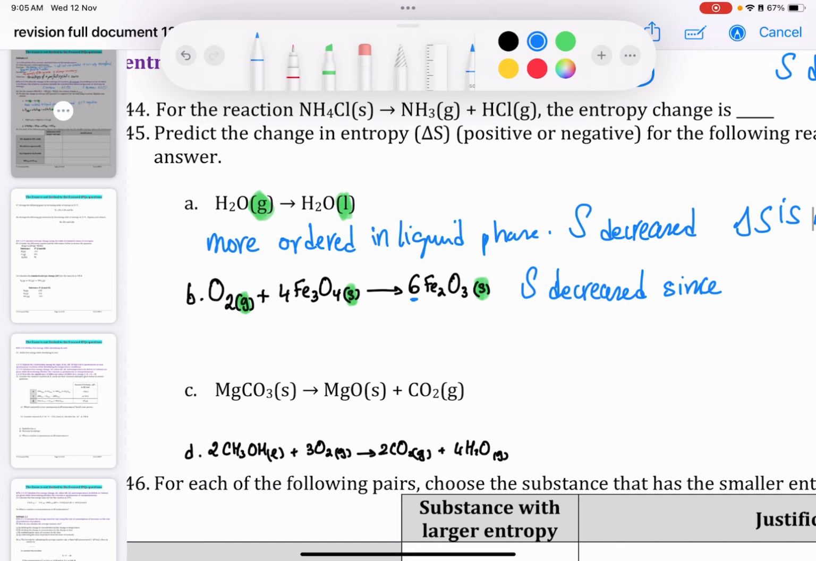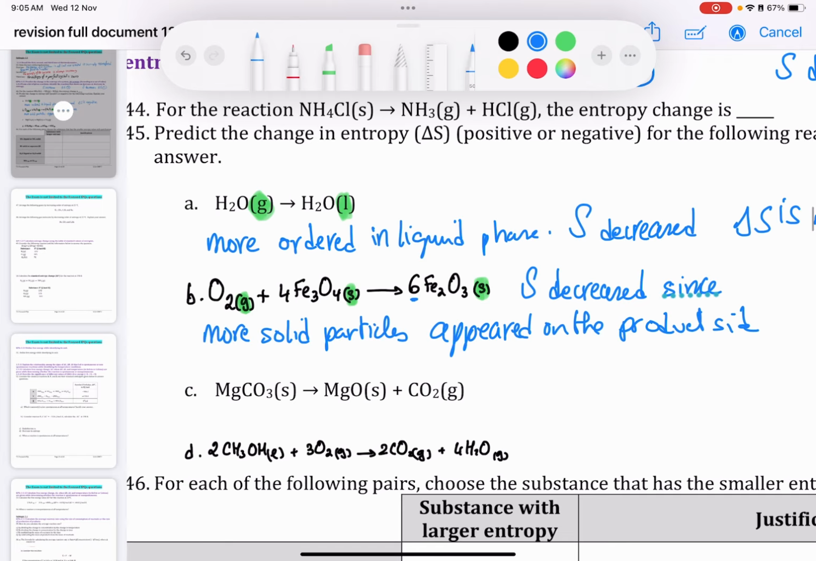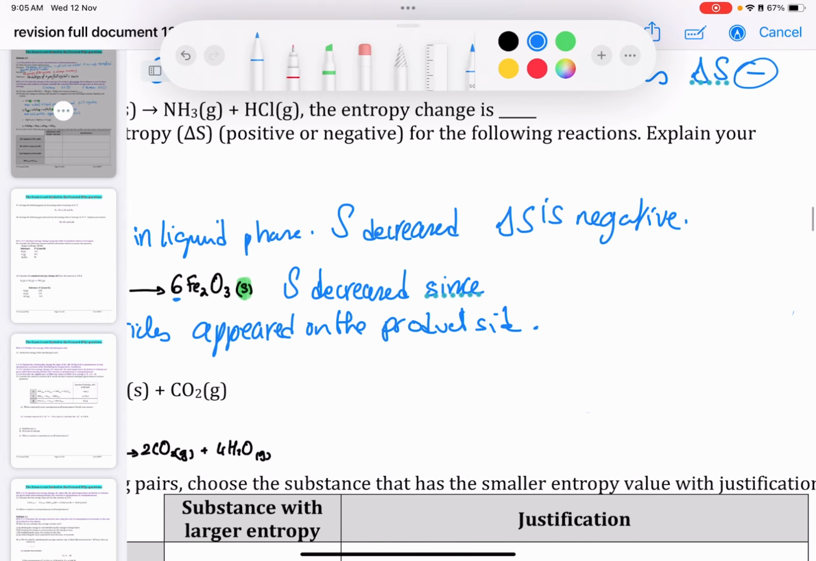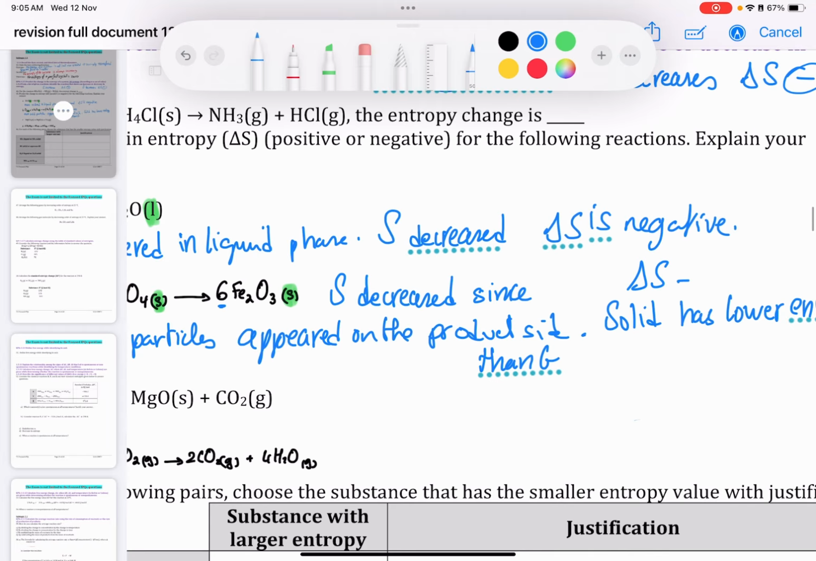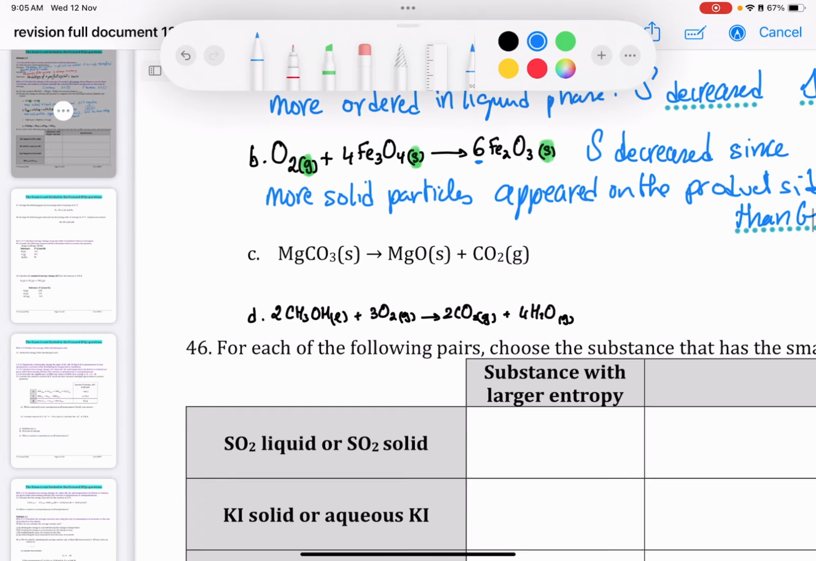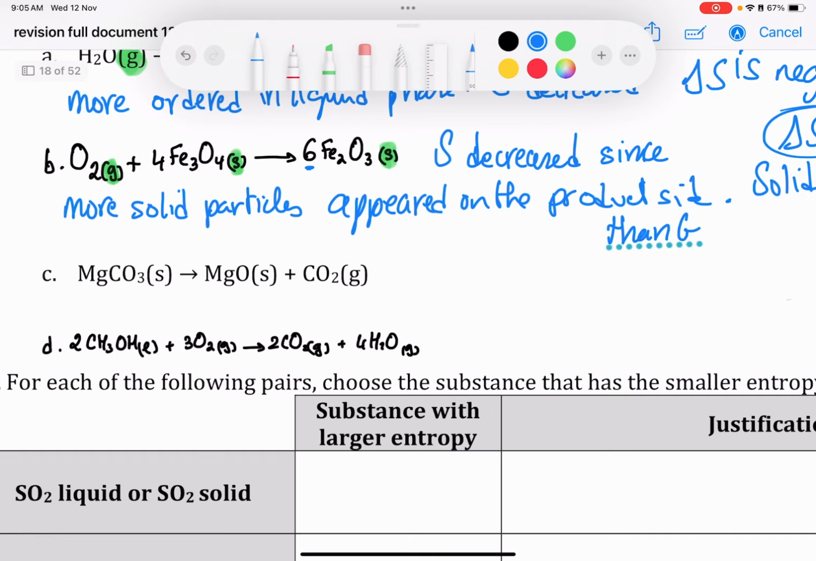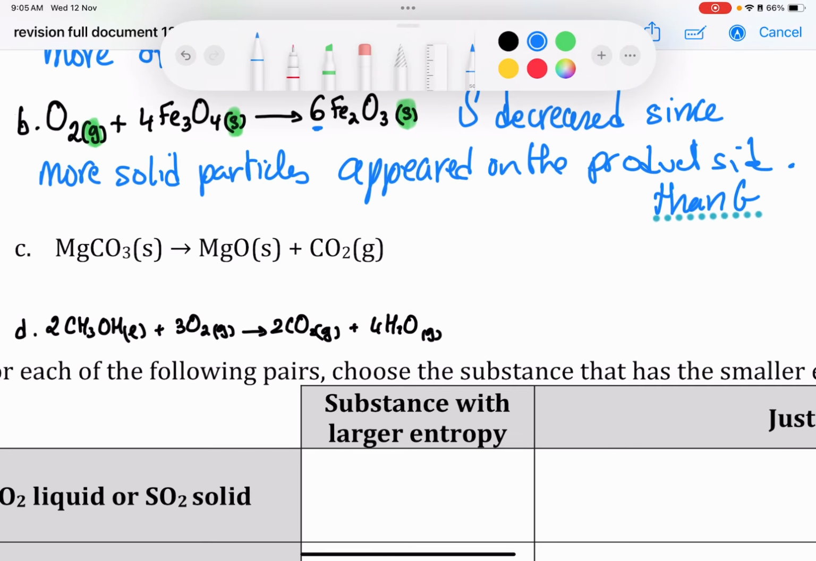So in this one, entropy decreased since more solid particles appeared on the product side and no more gas in it. Okay, so solid has lower entropy than gas. And since this decreased, the entropy change is going to be negative. Now, I changed the examples a bit just so that I can explain the entropy sign for you.